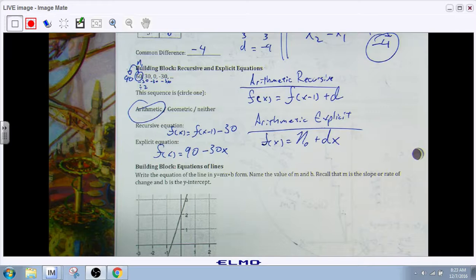It's kind of neat stuff. Alrighty, let's go ahead and move on up.